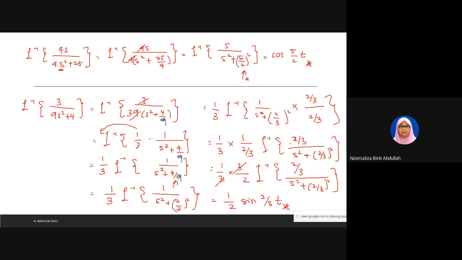Okay, ada soalan tak? Tak ada. So saya dah bagi banyak. Saya dah terangkan banyak contoh. I explain so many examples on how to find the inverse by referring to the Laplace transform table. Okay. So boleh faham?